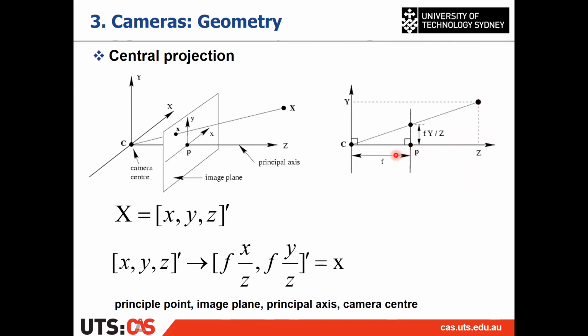And this distance is the z coordinate of that 3D point, and this distance is the focal length. This distance is what we want to calculate. From that relation, we can calculate this distance as f times y divided by z, which is here. Any questions about it?